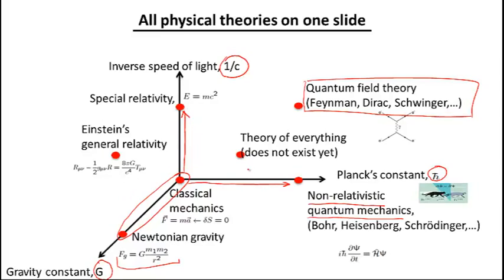Actually, I could have added here another dot, which has all fundamental physics constants. This would be a theory of everything. It doesn't really exist yet, but everybody wants to get it, so this has been one of the holy grails of physics for many years.